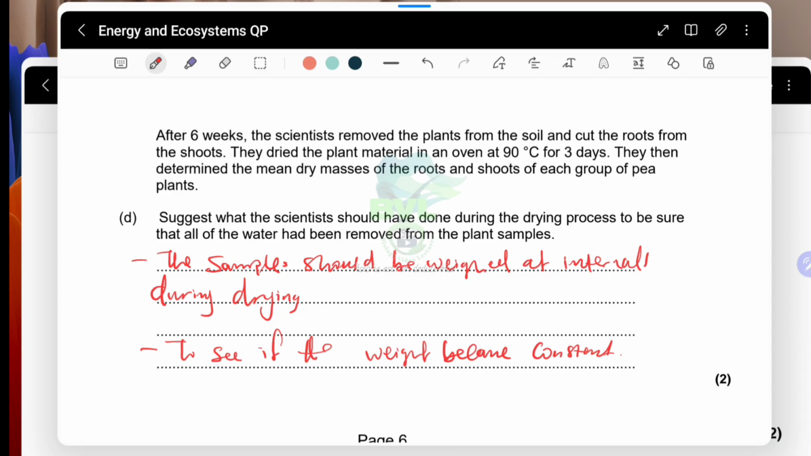So as you're drying from day 1, day 2, day 3, you should be weighing it so that you are sure you are not gaining more weight, or that the plant is really drying up gradually, so to say. That's just basically what it is. Okay.